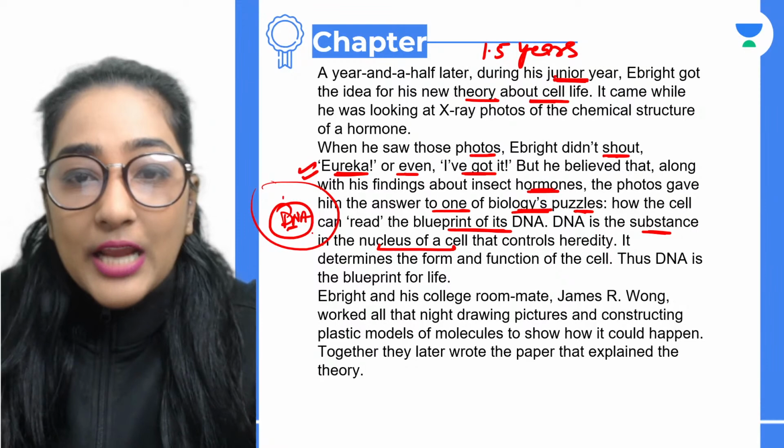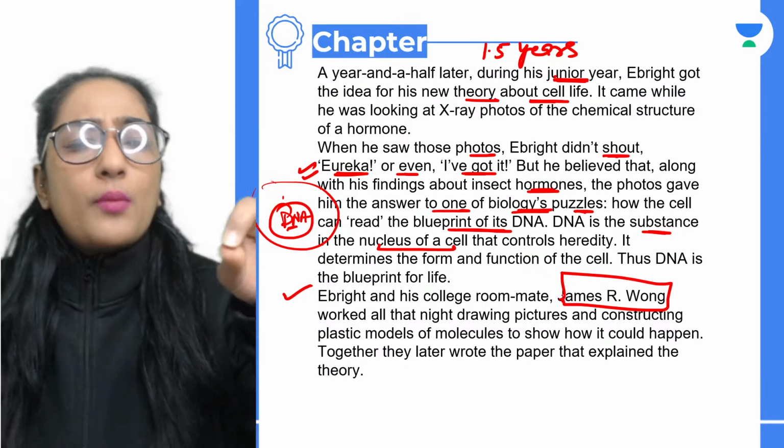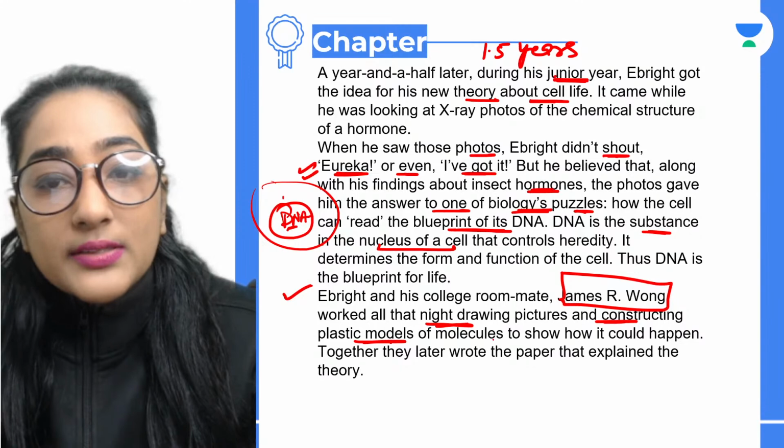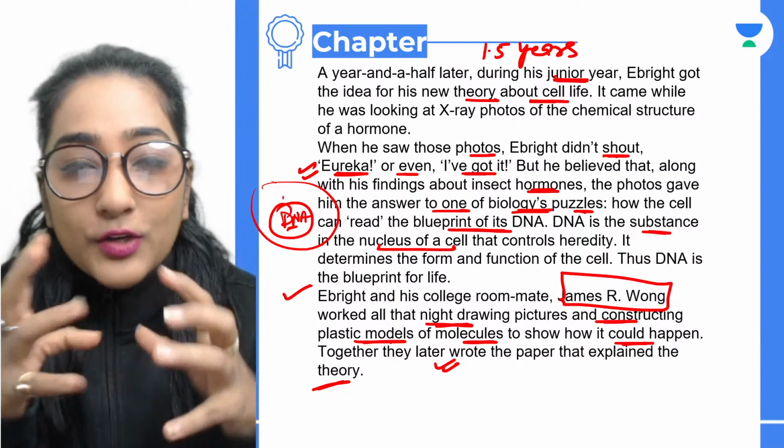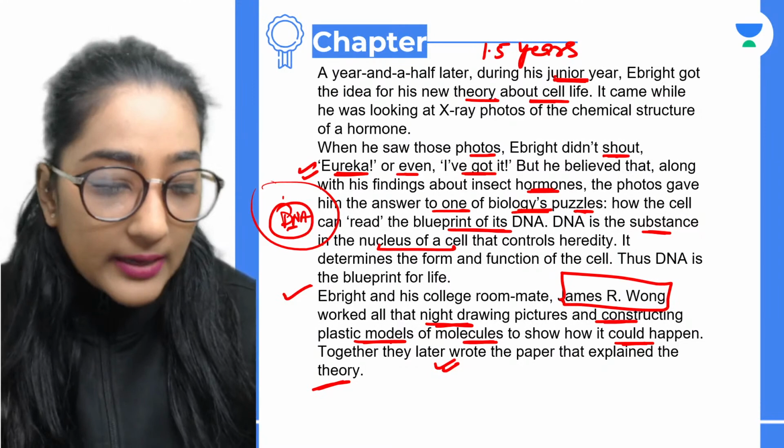Now, Ebright and his college roommate, James R. Wong, very important name, keep that in your mind. He was the roommate. Worked all that night drawing pictures and constructing plastic models of molecules to show how it could happen. Together, they later wrote the paper that explained the theory. So, ye hua tha, unhone puri raat kaam kiya, unhone pictures banaye, unhone plastic ke models banaye, ye dikhane ke liye ki ye actually ho sakta hai. That is how it is working.